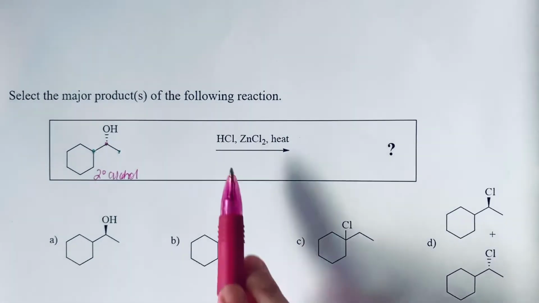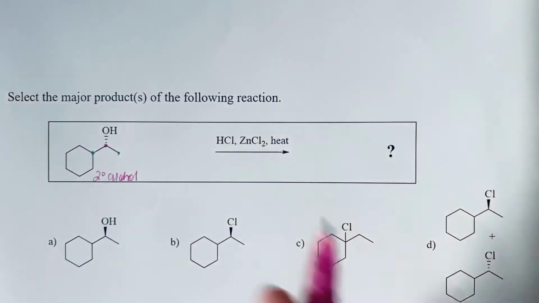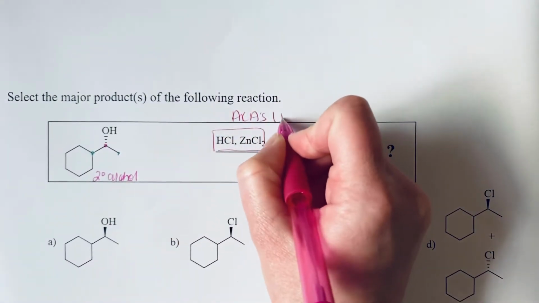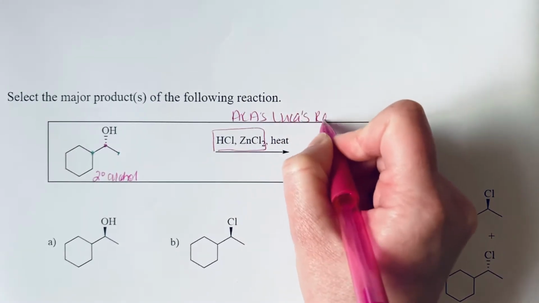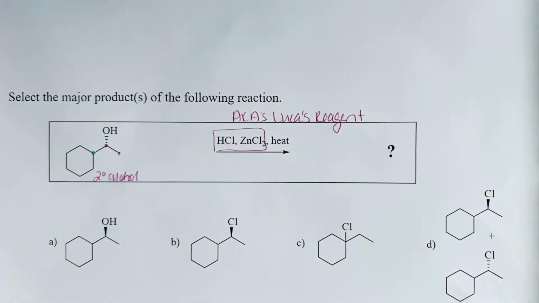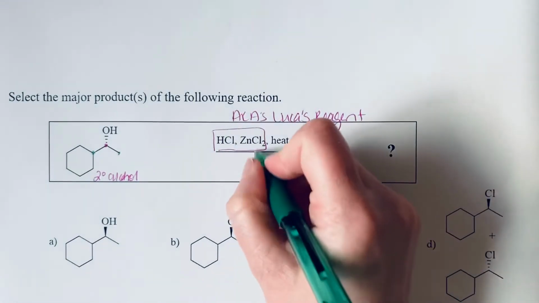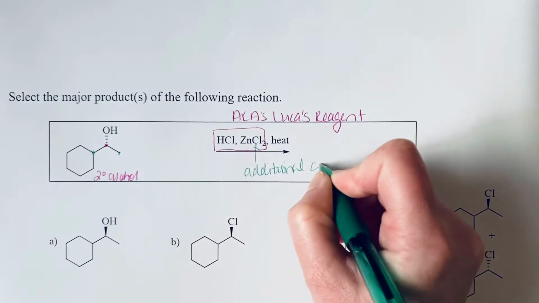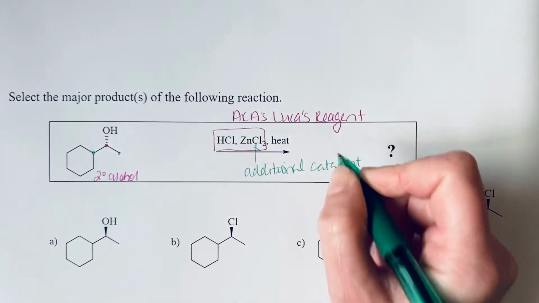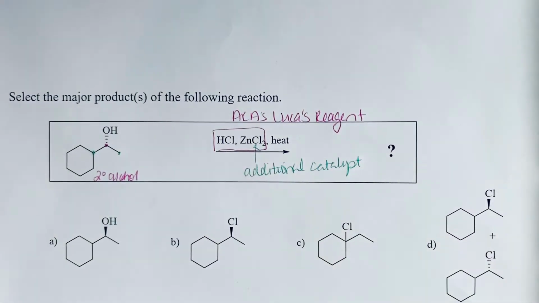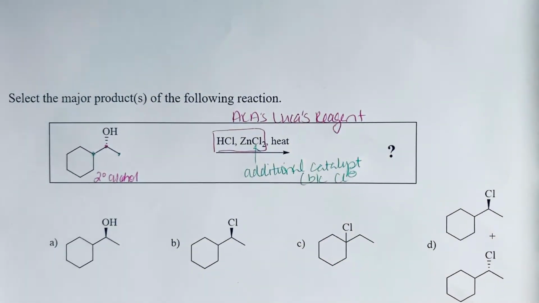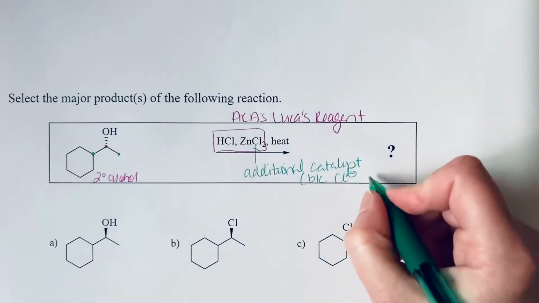And what we're reacting this with is hydrochloric acid combined with zinc chloride. So this is also known as Lucas reagent. And the role of that zinc chloride is that it is an additional catalyst. You tend to see this additional zinc chloride catalyst only with HCl, and that's because the chloride ion is not as nucleophilic. It's smaller, so it's not as nucleophilic as, say, bromide or iodide.